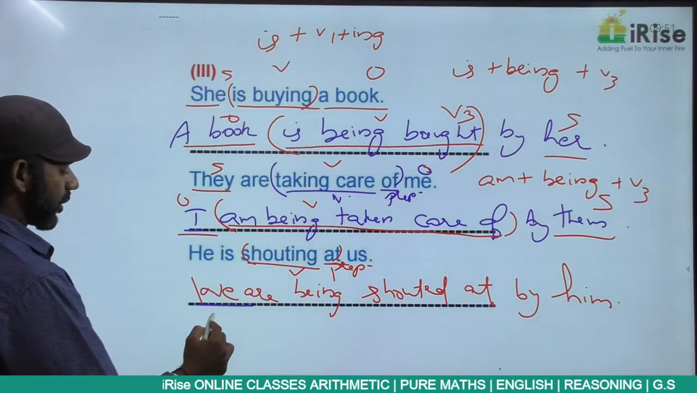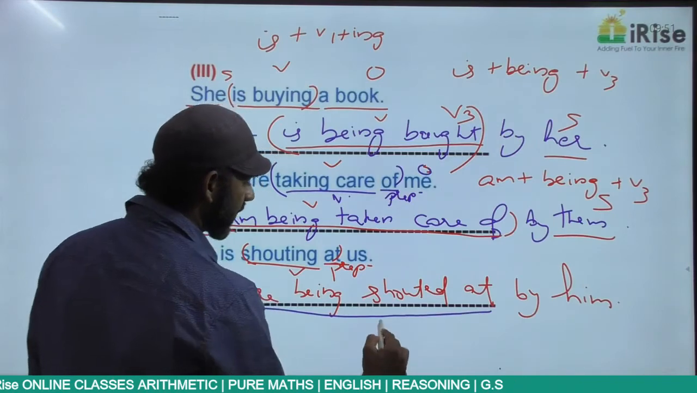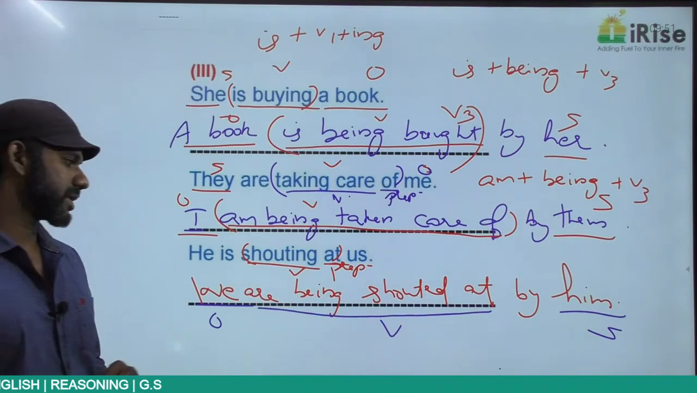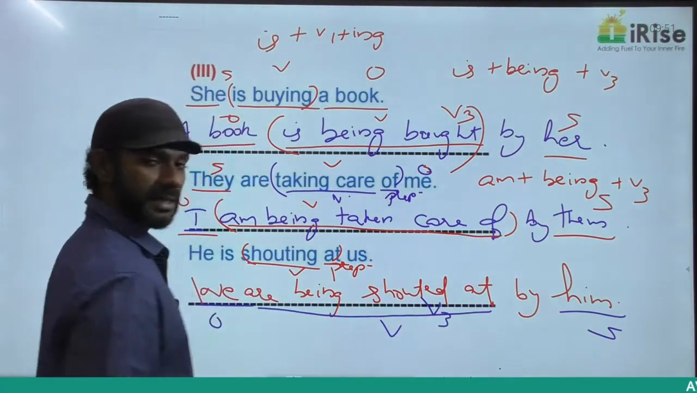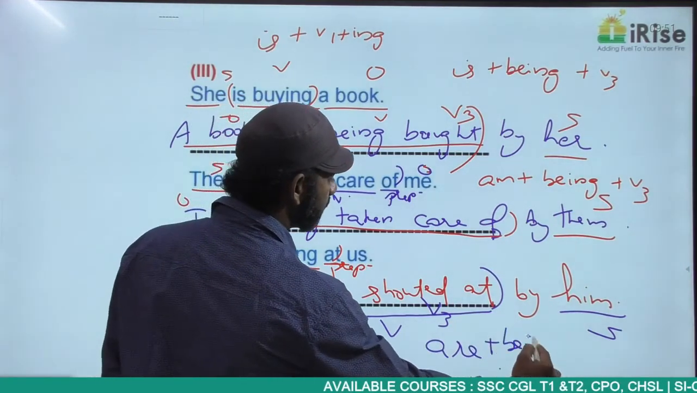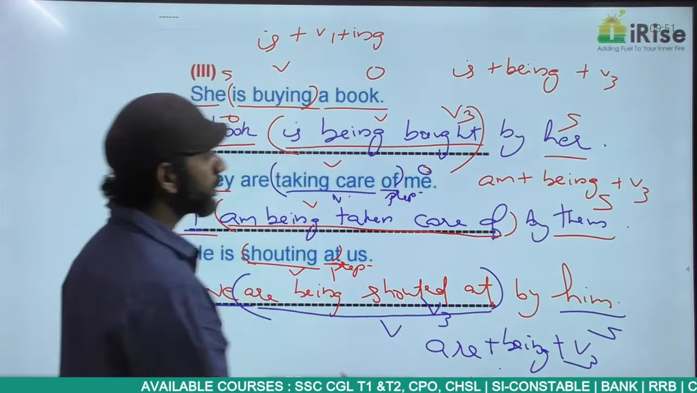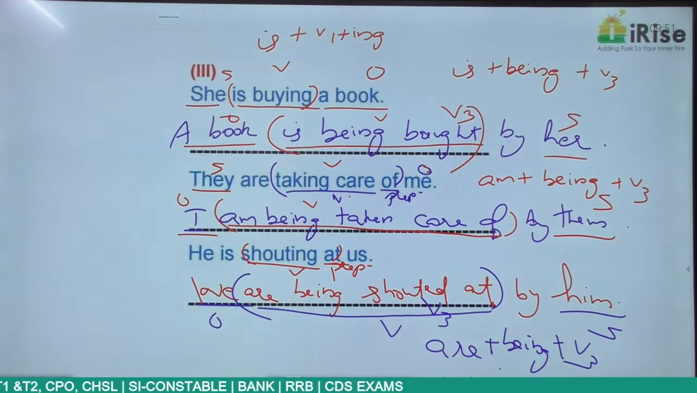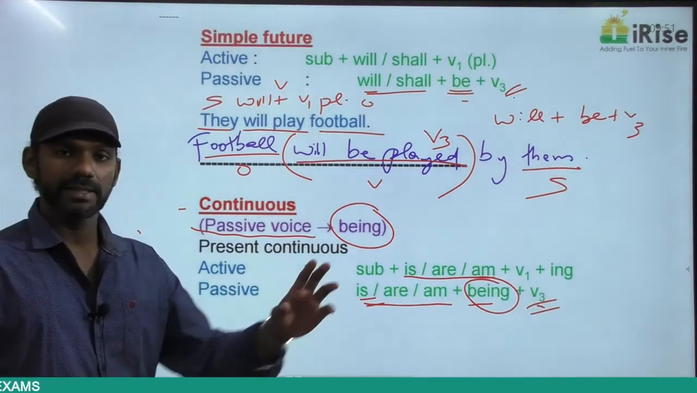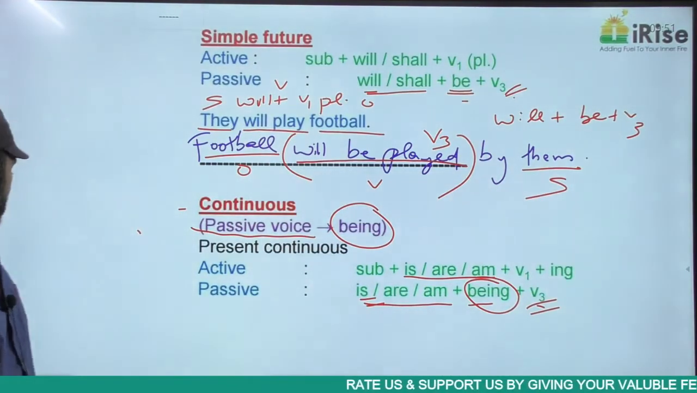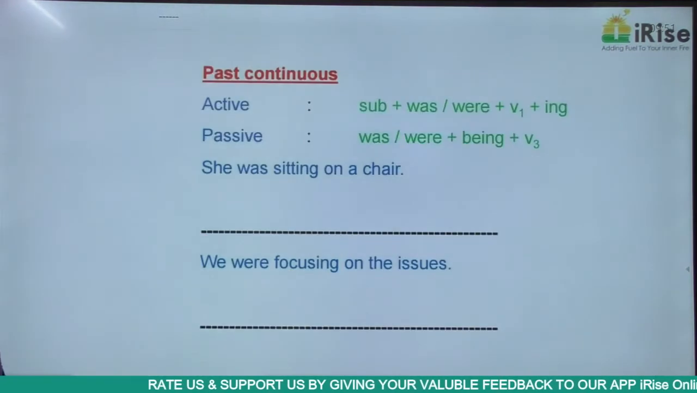We, the pronoun we, is the object here. Are being shouted at is a verb here. Him is a subject here. Object, verb, subject: passive voice. Shouted is V3 here because the sentence is in the passive voice. So are being shouted at is are plus being plus V3, and are plus being plus V3 is present continuous in the passive voice. So this is present continuous, active voice and passive voice. You need to learn all these structures by heart. Clear? Come to the next category, past continuous.